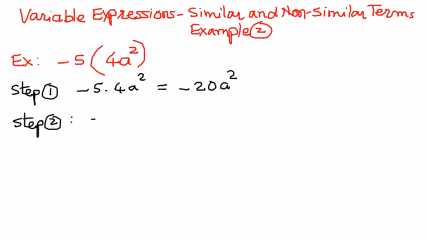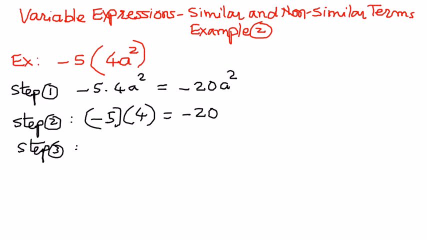Step number 2. Let's write the number terms together. Negative 5 times 4. Negative times positive is a negative. 5 times 4 is 20. And therefore, when we put all of these together, since there is an a to the power of 2 next to it, in step number 3, we're going to come back and write this one as negative 5 times 4a to the power of 2 is going to be equal to negative 20a to the power of 2, and this is where we want to leave it.